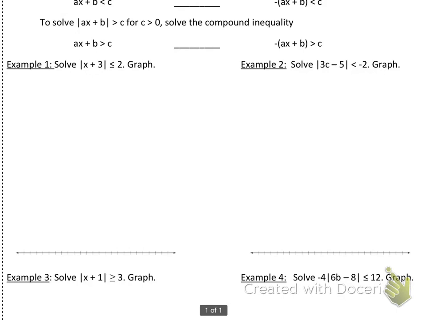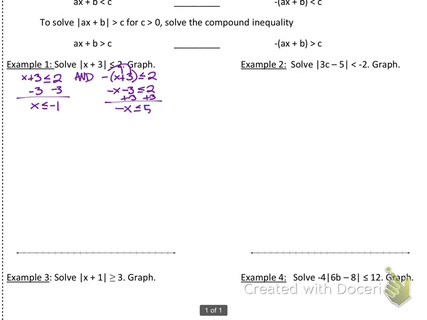Write your questions down. So we're going to have the positive version and the negative version, and we're going to solve. So minus 3, and because it's less than, there should be an "and" in between. So we have x is less than or equal to negative 1. Distribute the negative, so we have negative x minus 3 less than or equal to 2. Add 3 to both sides. Negative x less than or equal to 5. Divide by negative 1. Well, I divided by a negative, which means that this has to flip.